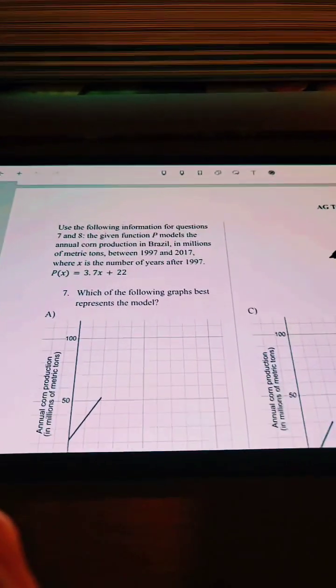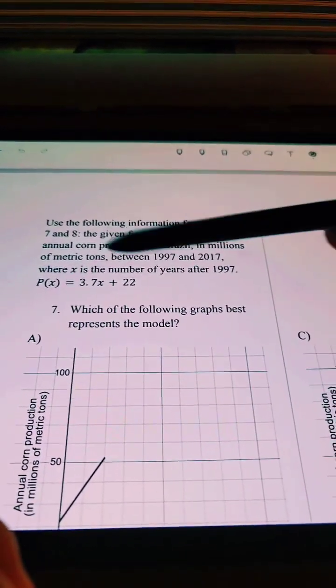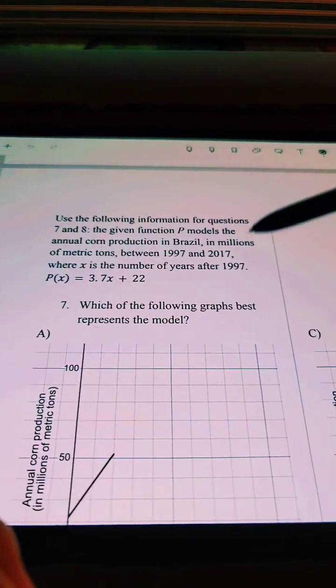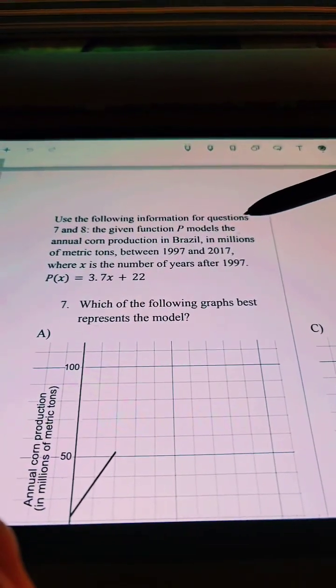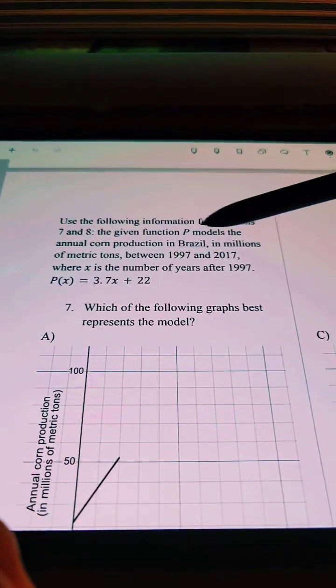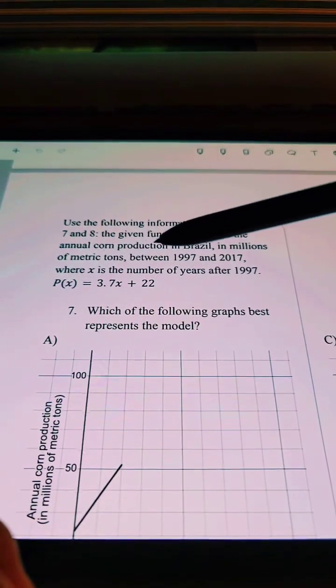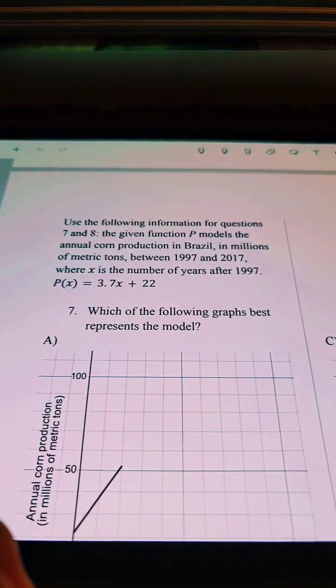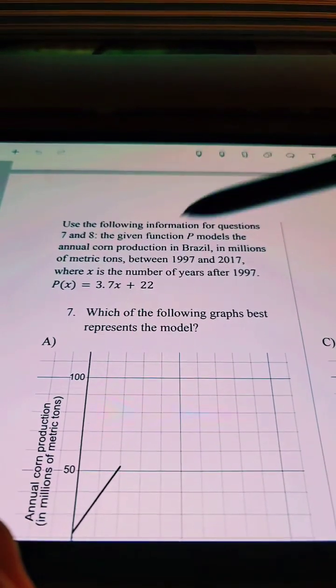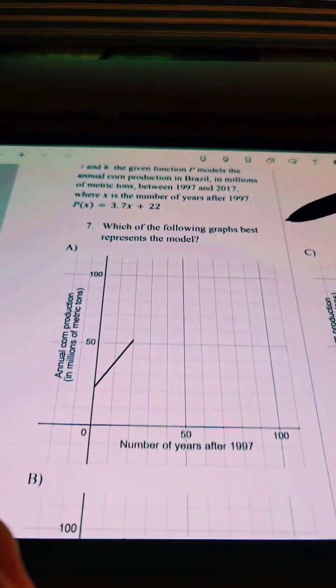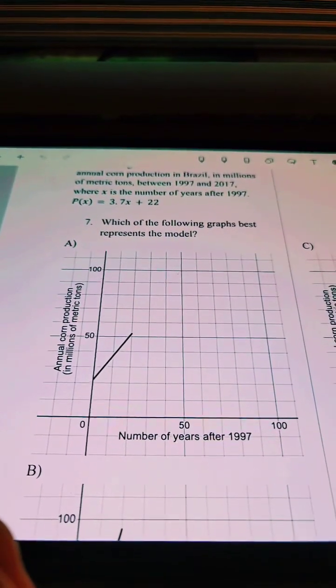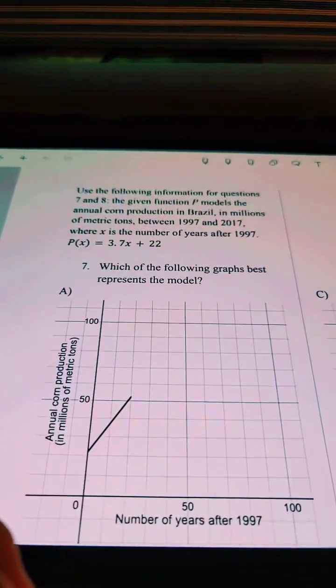Okay, so we're going to use this information for questions 7 and 8. It says the given function P models the annual corn production in Brazil in millions of metric tons between 1997 and 2017, where X is the number of years after 1997. So we have this right here. And for number 7, which of the following graphs best represents the model?